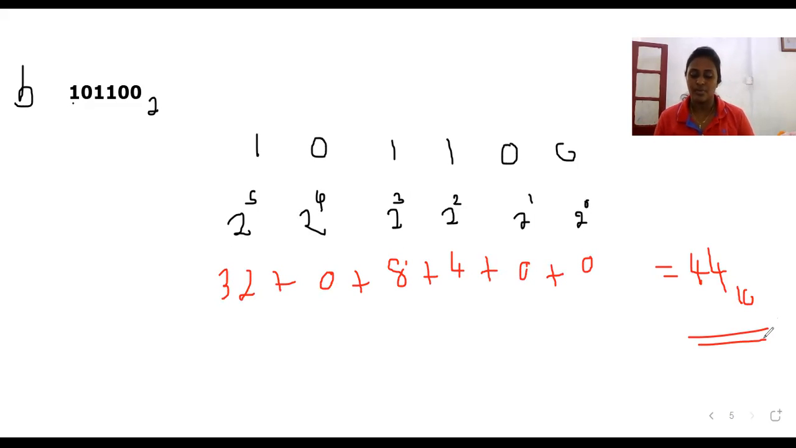I hope all of you have fully understood how to convert a given binary number into a decimal number. Now, with this knowledge, you all can attempt exercise 2.2.